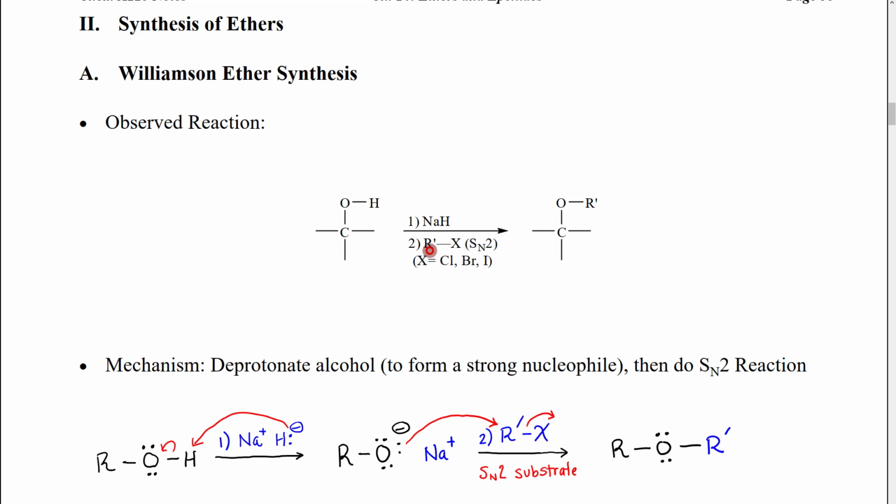And the R' group is called R' because it can be a different carbon group from the one on the starting alcohol. However, the R' group is going to have to be unhindered, so it will either have to be methyl or primary because we want to do an SN2 reaction.